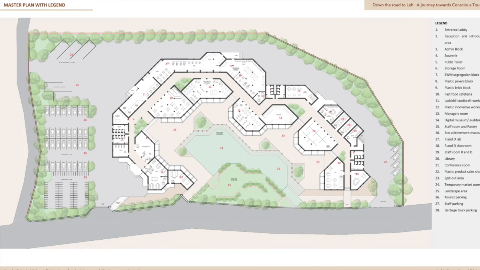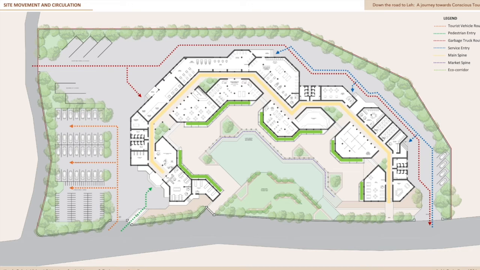The project majorly revolves around the public movement spine, which is marked in yellow. It is designed in such a way that every activity is witnessed and the spaces are experienced by the public. Main route for the garbage trucks is marked in red. They have separate entry and exit and also loading and unloading points. Service entry is marked in blue and other colors are given for each important zone.